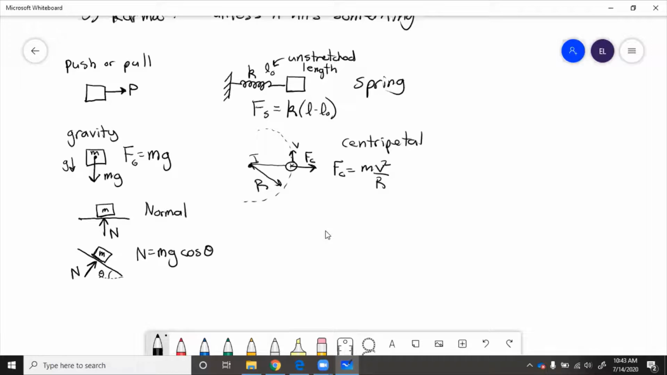This tension could be coming from a string. Usually tension is something that you solve for. So either it's a force from a string here, or let's say this block was connected to another block. You could have tension in that string.